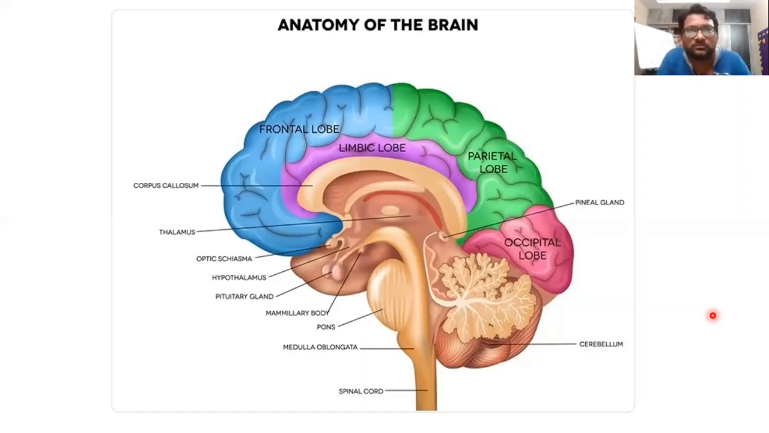Coming to the next one, the following parts are composed in the forebrain. First one is the thalamus, at the base of the brain, then the hypothalamus, and the pituitary gland, then the limbic system. It consists of the limbic lobe. I'll explain the role of the limbic system as well, so it would be easy for you to follow. And the cerebrum.